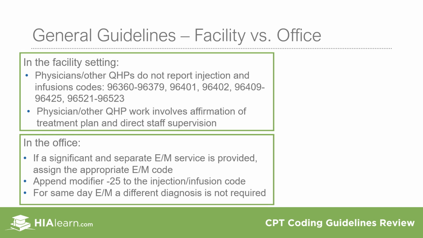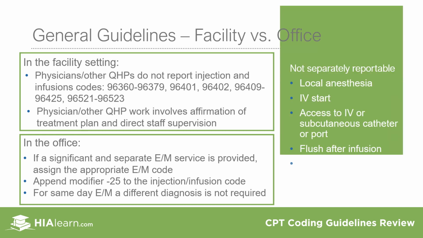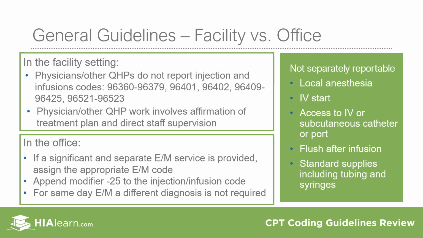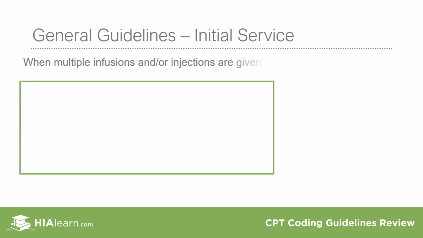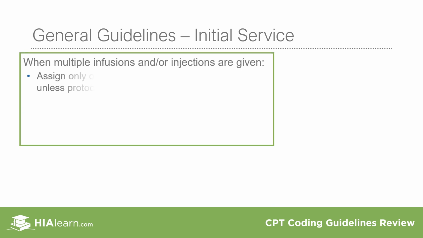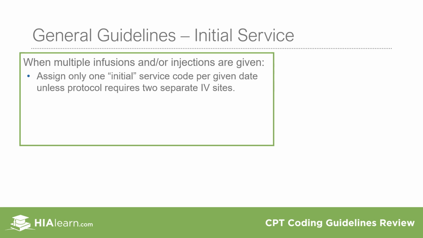If performed to facilitate infusion or injection, the following are not separately reportable: local anesthesia, starting an IV, accessing an IV, subcutaneous catheter or port, flushing a line at the conclusion of administration, and provision of standard supplies such as tubing and syringes. When multiple infusions and/or injections are given, only one initial service code is reported per given date, unless protocol requires the use of two separate IV sites.